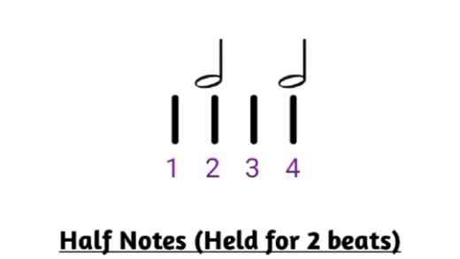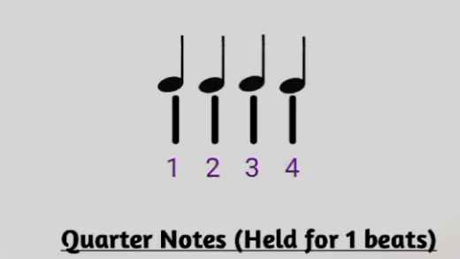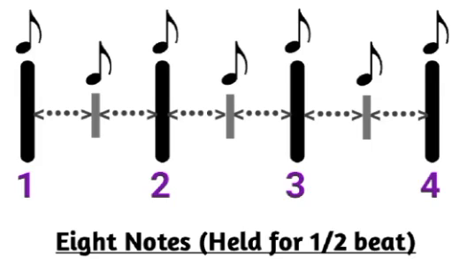The second is the half note, which is essentially a musical note held for 2 beats, like this. The third is the quarter note, which is a musical note held for a beat. Lastly, eighth notes are musical notes held for half a beat, like this. Musical notes are the building blocks of all rhythmic patterns we dance to.